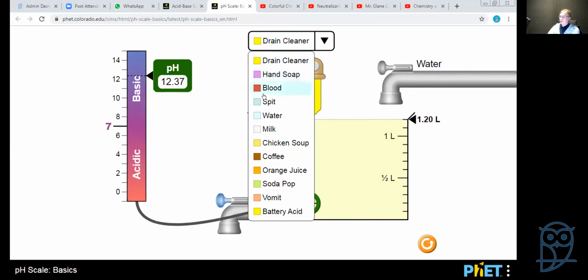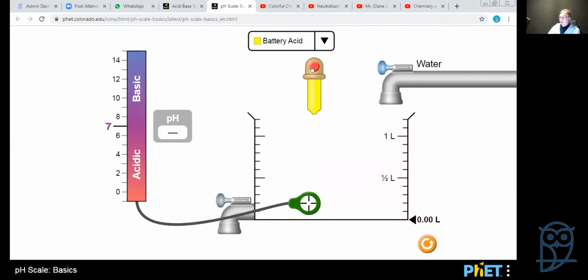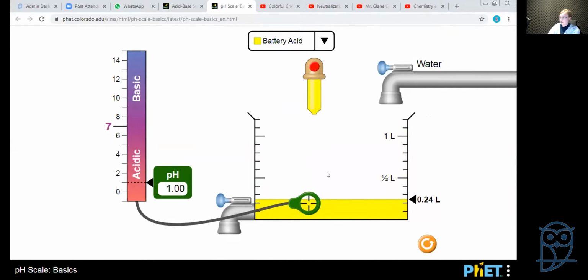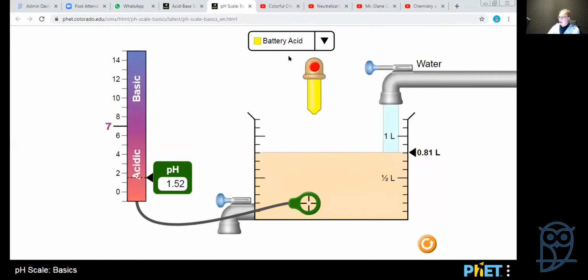Hand soap, blood, all sorts of things. Here we have battery acid. So if we add some battery acid, you'll see it has a pH of 1. It's very acidic. So we can add some water to reduce the acidity slightly and things like that. So you can go play around with that to see what the solutions and things do.